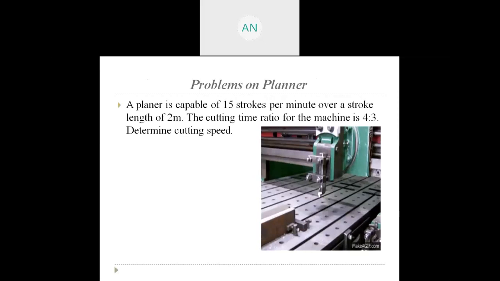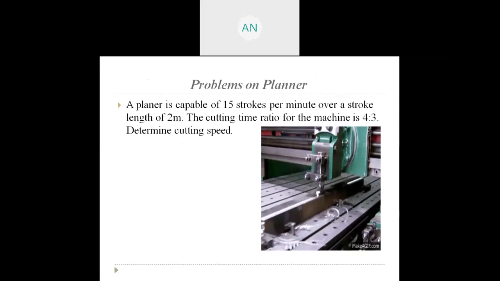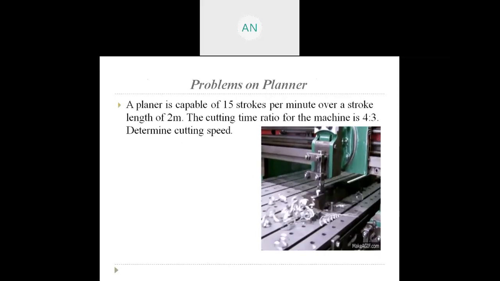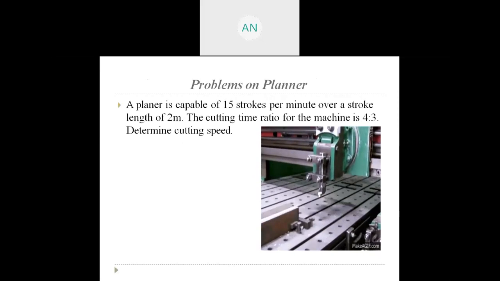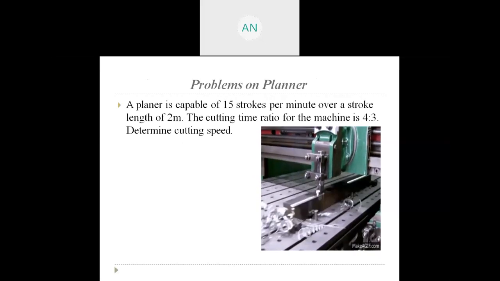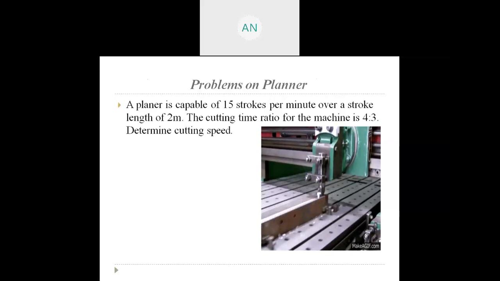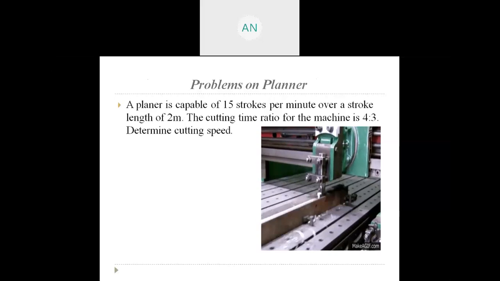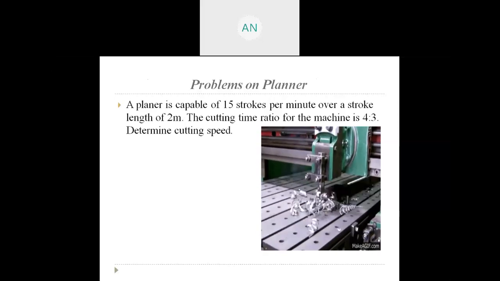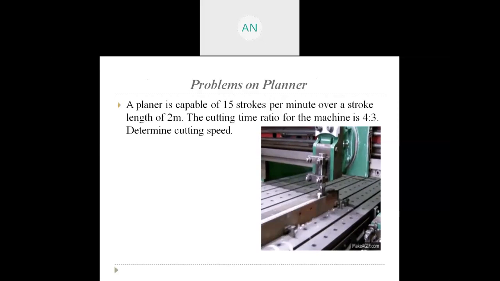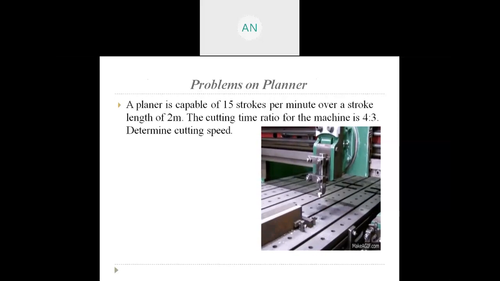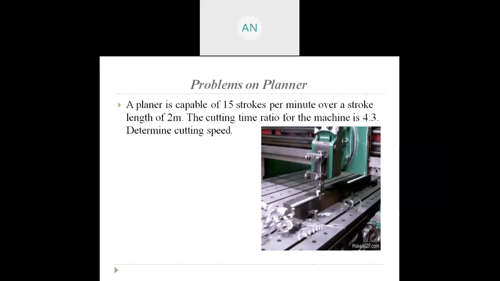So this is the overall picture of the planer. My tool is going to be stationary and my work bed keeps moving. The difference between the shaper and planer is that the workpiece moves on the planer, because it is useful for long components. But in a shaper, the workpiece is held with a fixture at a fixed position and the tool moves to and fro. So this problem is about a planer.